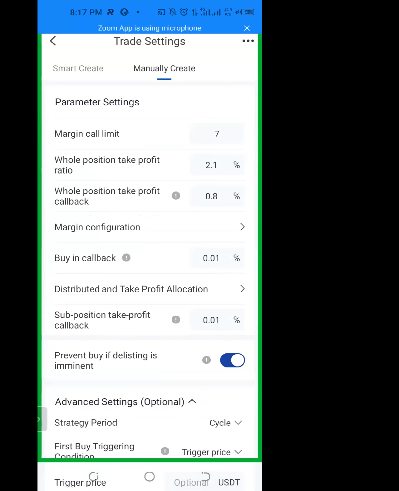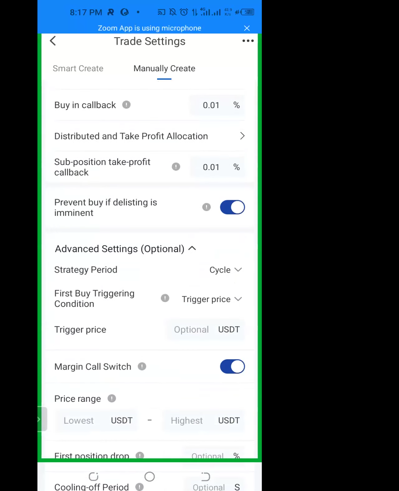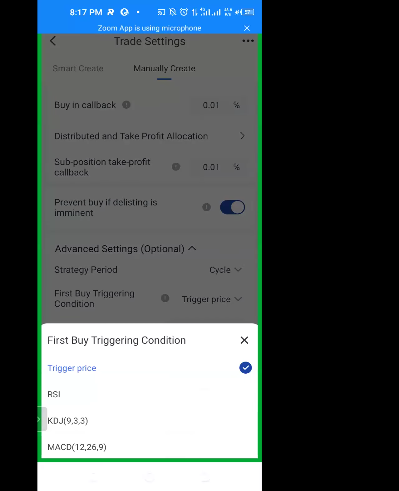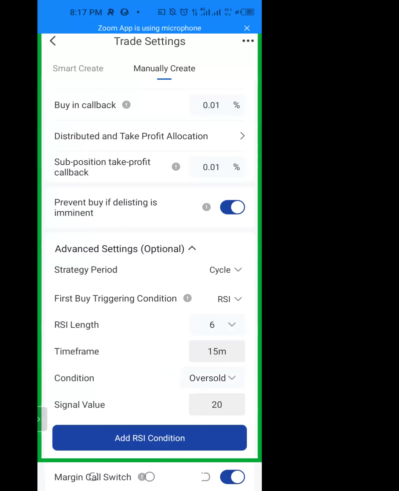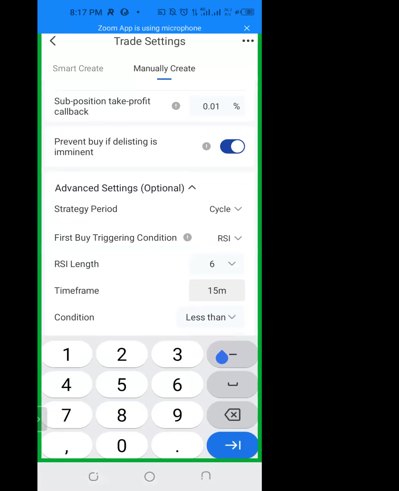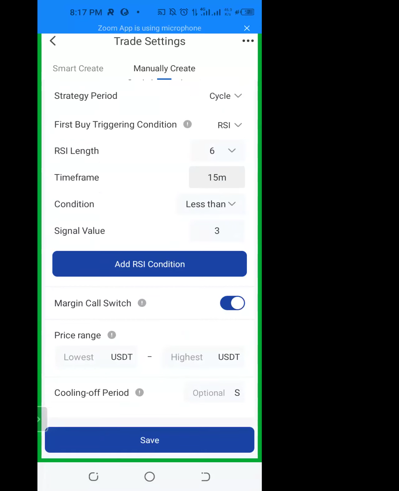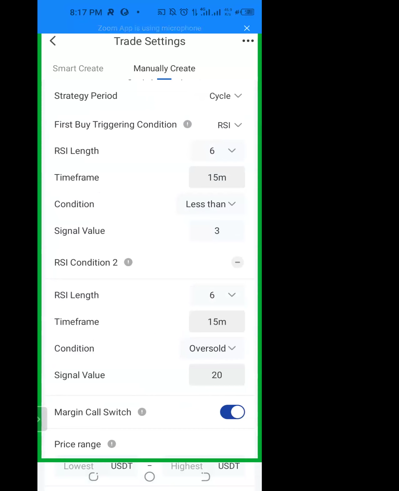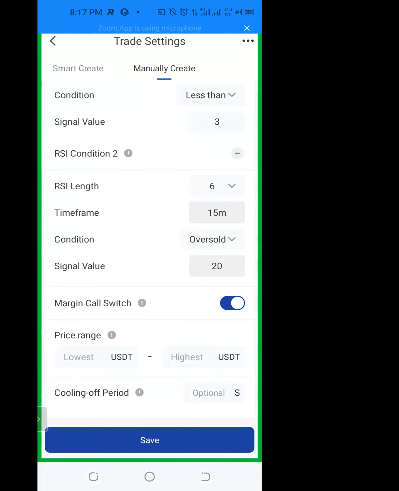Go to advanced setting, go to trigger price. So you are going for RSI. When you get RSI, change this oversold to less than the signal value, reduce it to 3. So if you want to add another condition, in case that 3 didn't trigger, change it to less than, change it to 2.